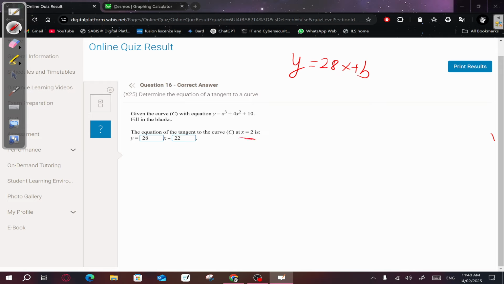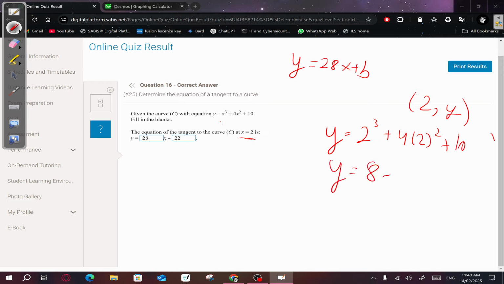We're going to substitute x equals 2 to find y. So far our point is 2 comma y. We need to know y, like any other question. So y equals 2 cubed plus 4 times 2 squared plus 10. So y equals 8 plus 16 plus 10. 8 plus 16 is 24, so y equals 34. That's it. Now that we know this, we're going to substitute in this point, 2 comma 34.